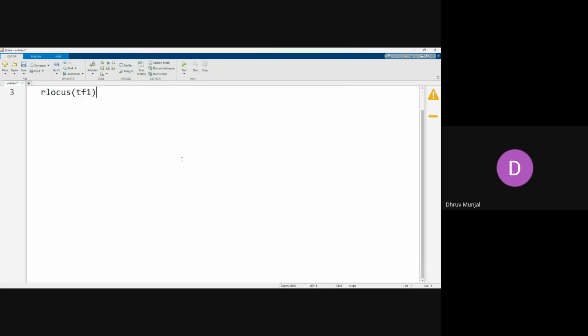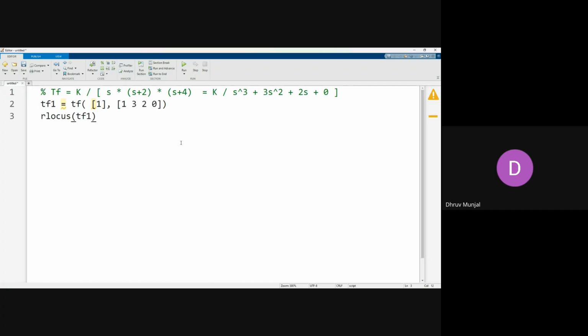In the denominator, why have you taken 1? In the denominator, 1 is the coefficient of s cube. Is it clear or should I tell again? Yes, now it's clear. Okay, right.